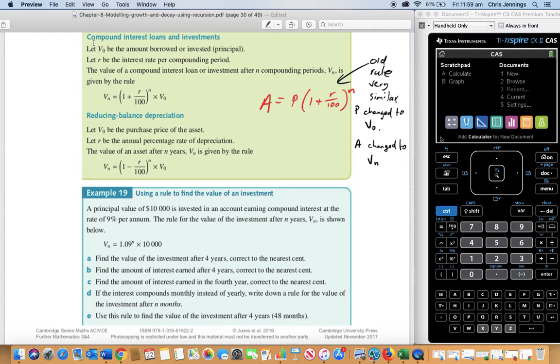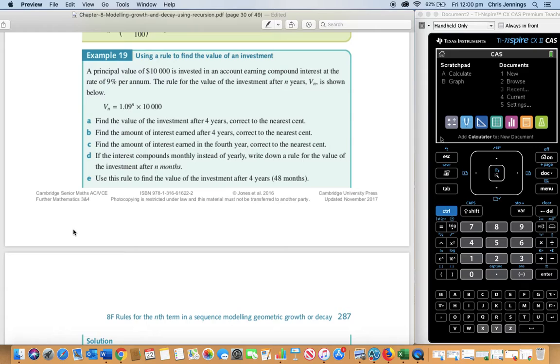And compound interest, you'll notice, has a plus in the middle here, an addition sign, and reducing balance depreciation, two very different words, but the only difference is there's a subtraction there. So let's have a look at this example first of all. Example 19. Using a rule to find the value of an investment. The principal value of $10,000 is invested in an account earning compound interest at the rate of 9% per annum. The rule for the value of the investment after n years, Vn, is shown below. Vn equals 1.09 to the power of n times 10,000.